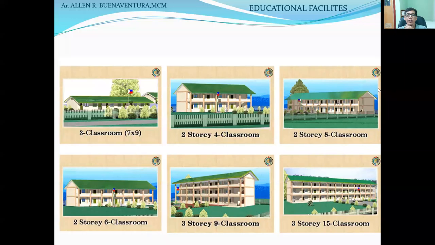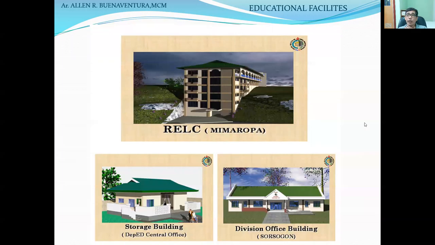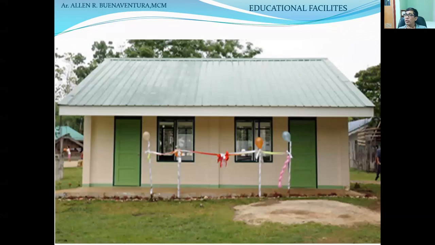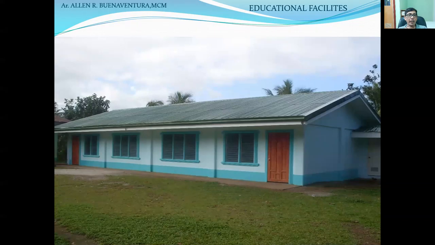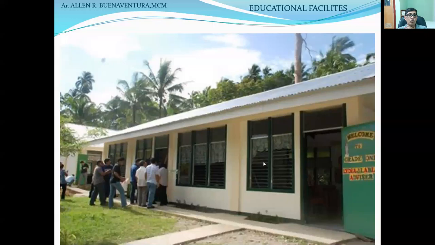So these are typical designs of school buildings created by the Department of Education. This is also a school building for Mimaropa, another storage building, a division office building in Sorsogon. So these are samples of school buildings. This is an inauguration or a ribbon cutting of a school building by DepEd. Okay. And this is another school building by DepEd. These are school buildings by DepEd, as you can see.